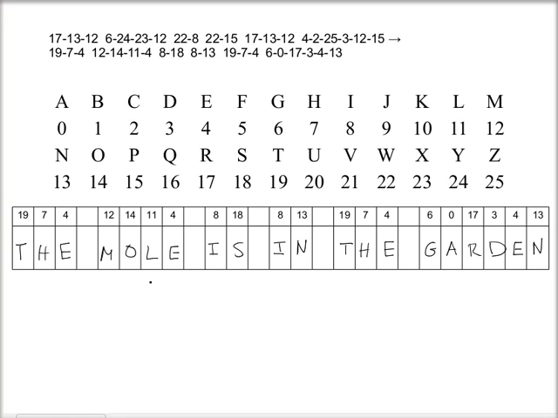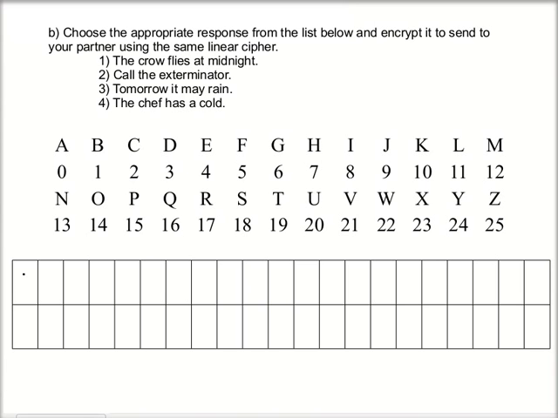So now I have decoded the message that the partner sent, and it says the mole is in the garden. So that is part A. And then for part B, we had these responses to choose from. And if I look through them, it looks like the appropriate response is going to be number 2, call the exterminator. So I want to use the linear cipher to encode that message and send it back to my partner.